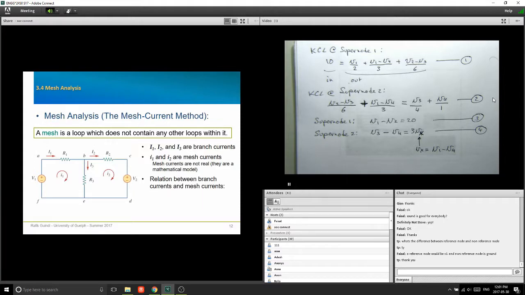No. It's not about capital or small. We could have called them iA, iB, the mesh currents, instead of i1, i2. They just decided to do that. It doesn't matter.